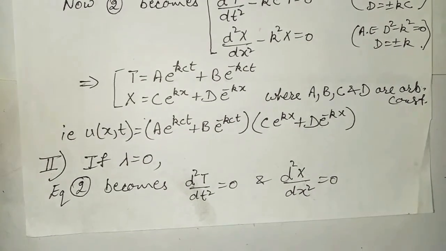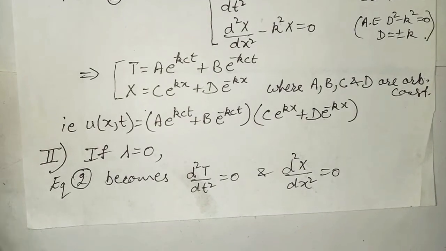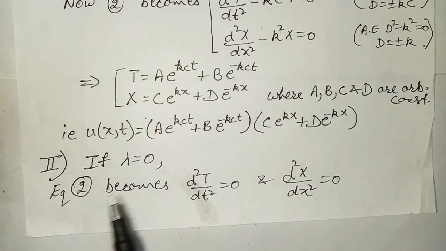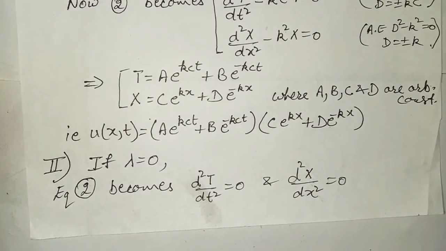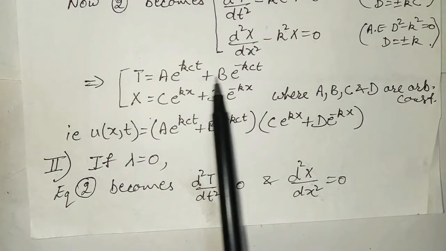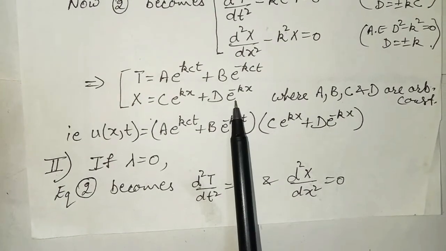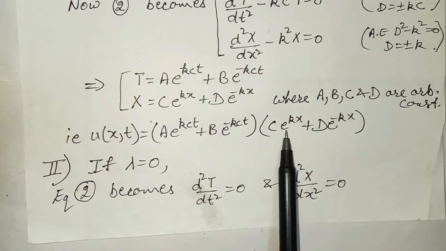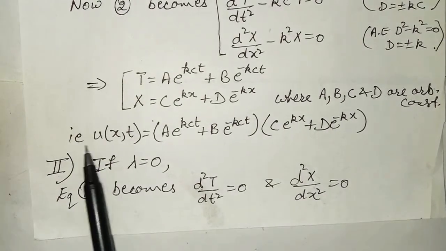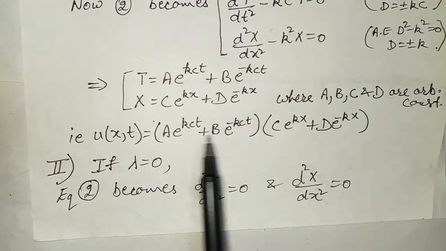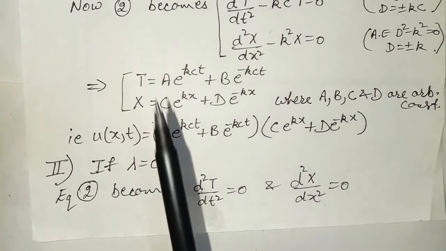And because we have assumed u is equal to x multiplied by t as the solution, here we have the value of t and here we have the value of x. So we multiply both, and this is the value of u in this particular case.